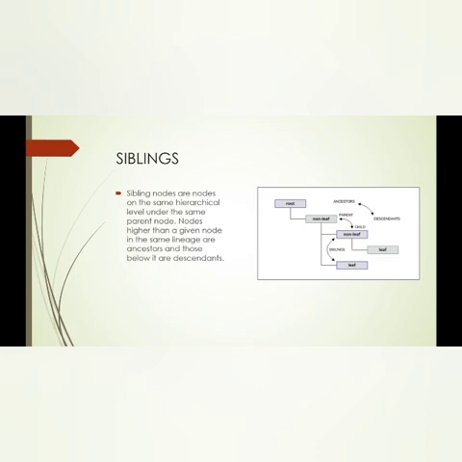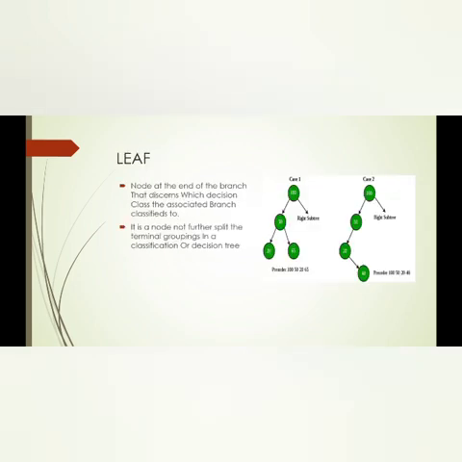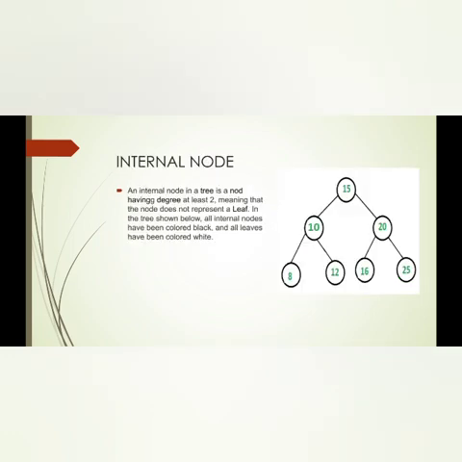Siblings. Sibling nodes are nodes on the same hierarchical level under the same parent node. Nodes higher than a given node in the same lineage are ancestors, and those below it are descendants. Leaf. A node at the end of the branch that determines which decision class the associated branch is classified to. It is a node not further split, the terminal grouping in a classification or decision tree.